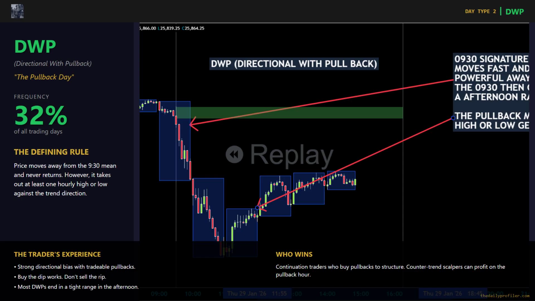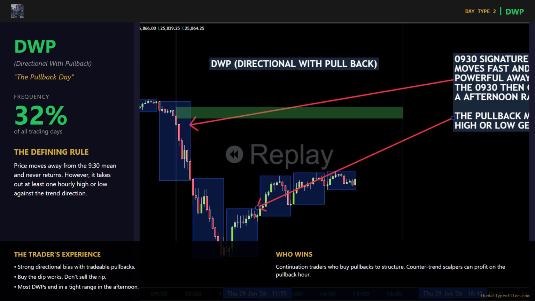That pullback, that brief move against the trend where it takes out a previous hour's level, that's your entry signal. That's what makes it DWP instead of DNP. Look at the chart example. See how price trends, but pulls back and takes out an hourly level before continuing? That's your DWP signature.